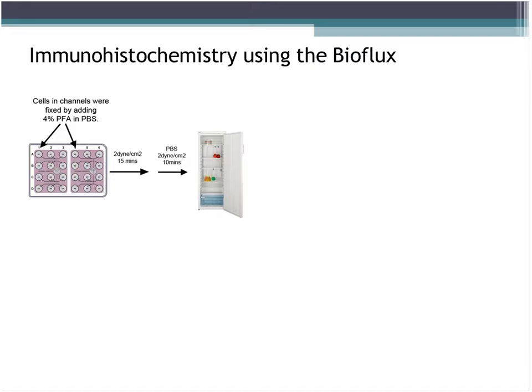Okay, so looking at immunohistochemistry using the BioFlux, we wanted to see if adhesion molecules played a role in the differences we see between 0.5 and 2 dyne where there's no migration, and 4 and 6 dyne cultures where there was migration in the direction of flow. So we compared just a 2 dyne and 6 dyne culture, ran these cultures on the BioFlux, and then at the end of the shear stress run, fixed them in 4% paraformaldehyde, and then stored them in the fridge until we wanted to stain them.